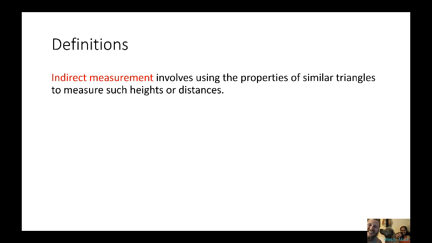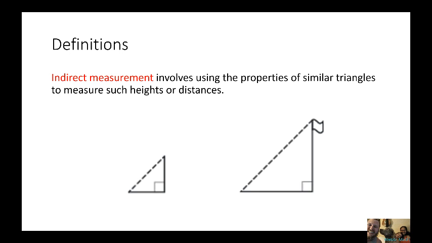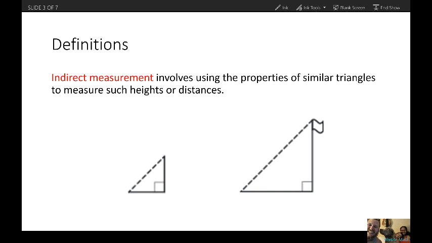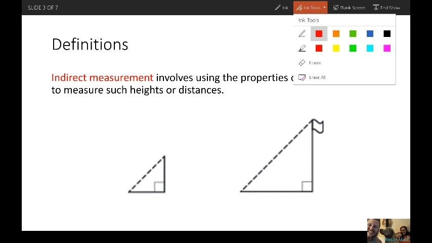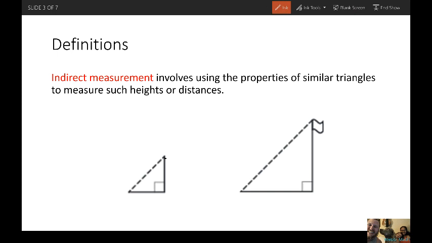Definitions. Indirect measurement involves using the properties of similar triangles to measure such heights or distances. So, in real life, you can do magic with math, okay? Let me explain. You already know that your height is 6 feet. That's you. Your height's 6 feet. Your shadow is 4 feet, and you're like, okay, my shadow is 4 feet, that's awesome.